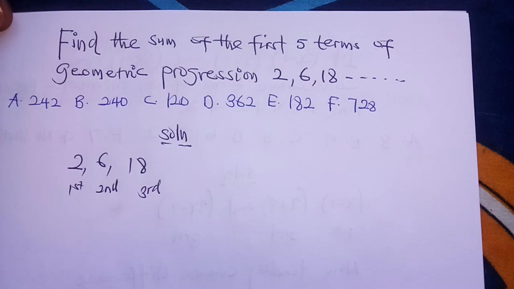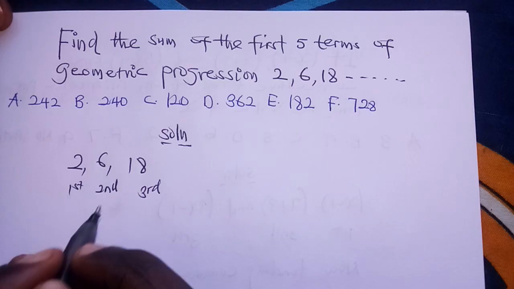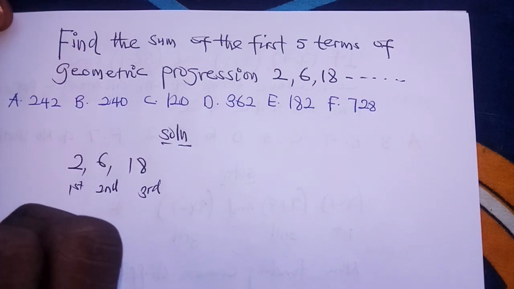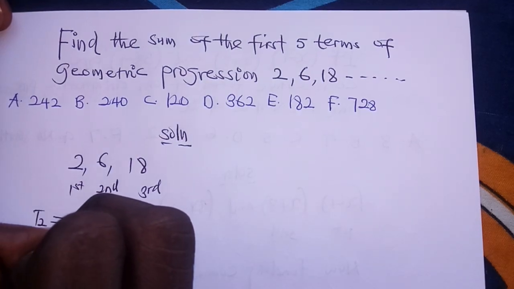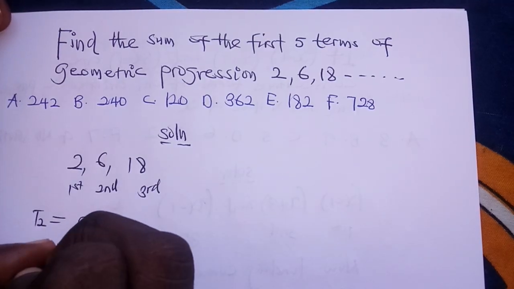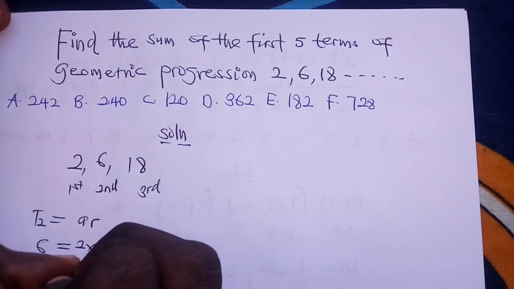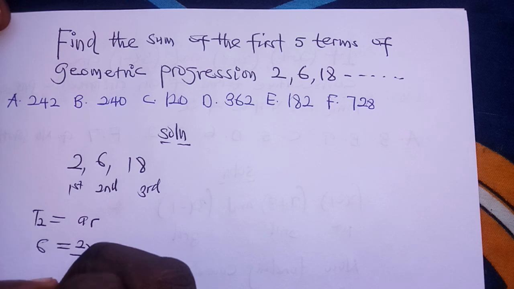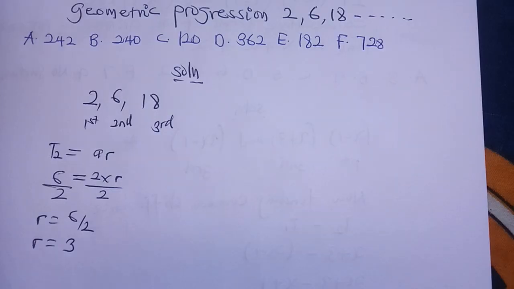Now to find the common ratio, that is R, remember you can take any of these. Let's say the second term. We know the second term for any GP becomes aR. Second term 6 equals aR, and a is giving us 2, the first term, so 2 times R. Now you want to find the value of R. Divide both sides by 2, then R becomes 6 upon 2, which gives 3. So the value of R here becomes 3.